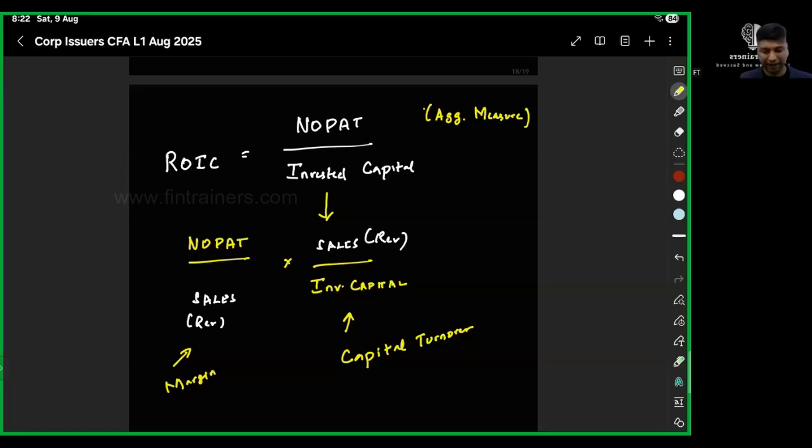So the reason why we are doing this decomposition is to see what is driving the ROIC. Okay. Now let's look at one question.